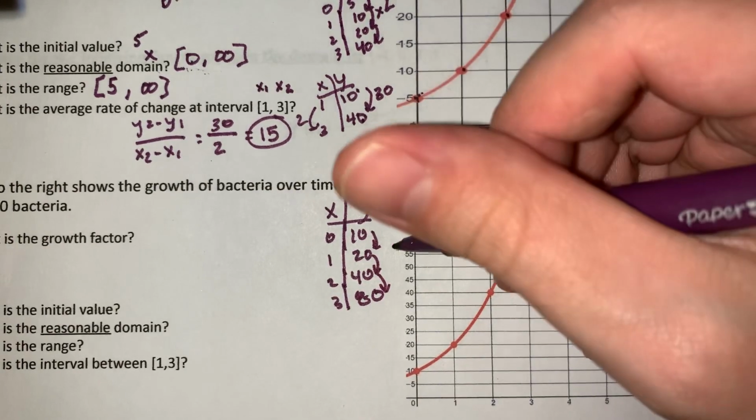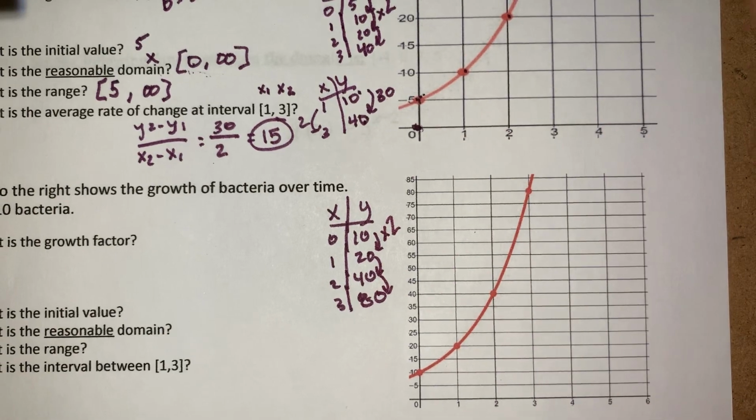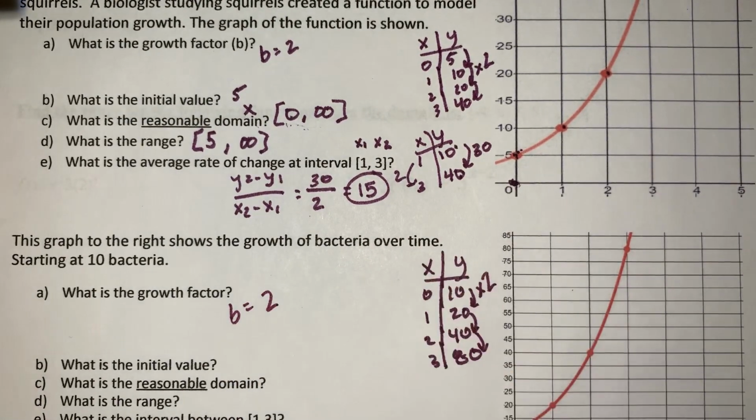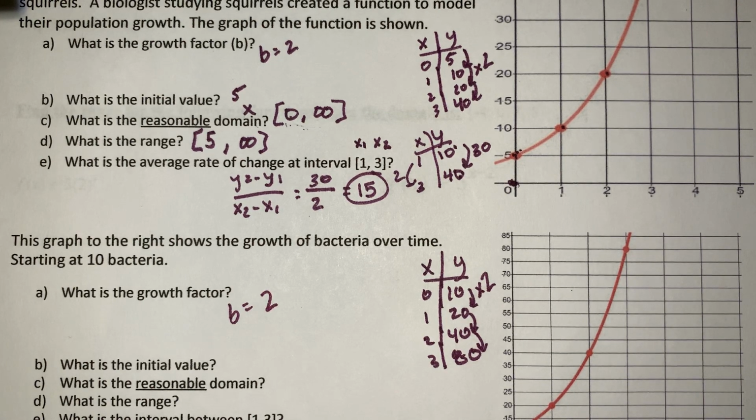So this one is multiplying by 2. So again, the growth factor being b is going to be equal to 2 here. So it's just growing by 2 each time.